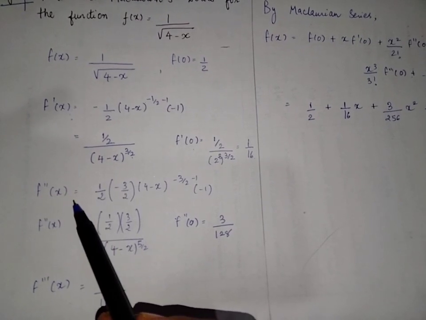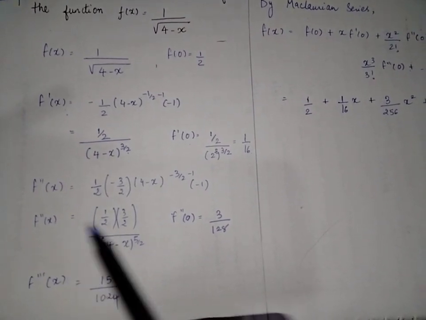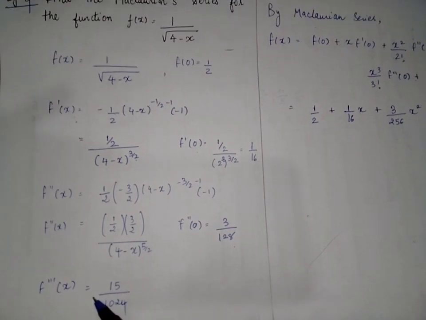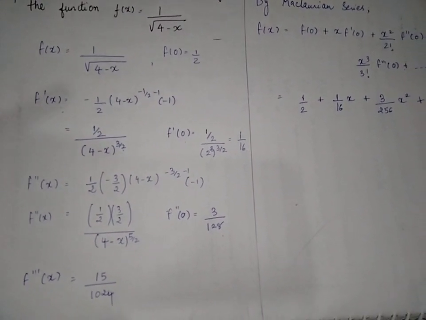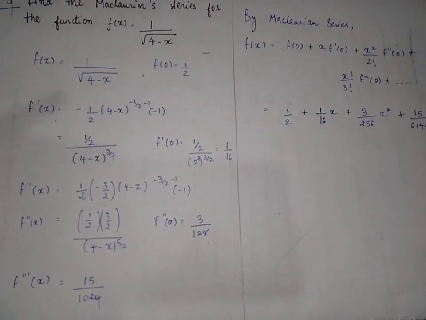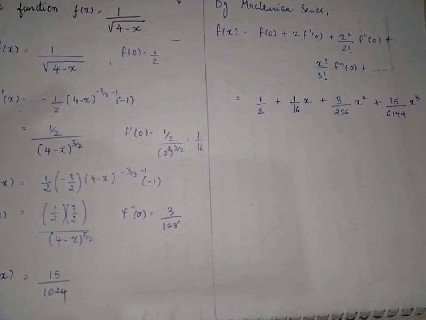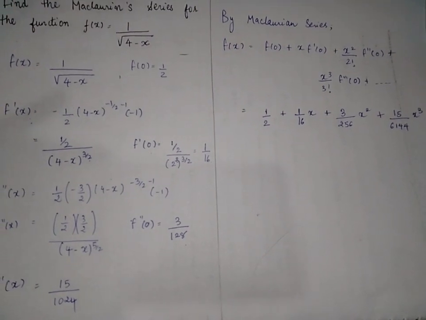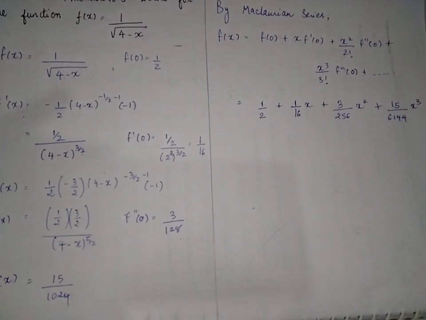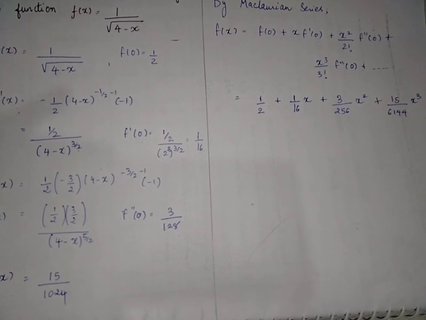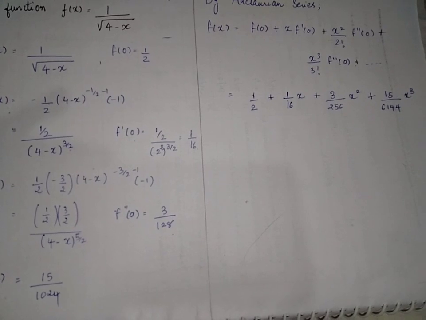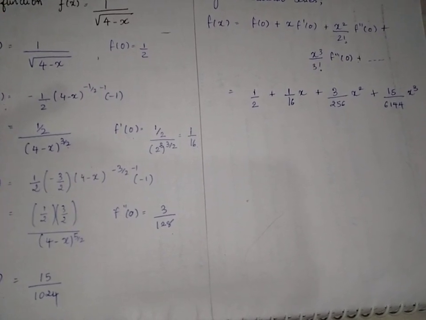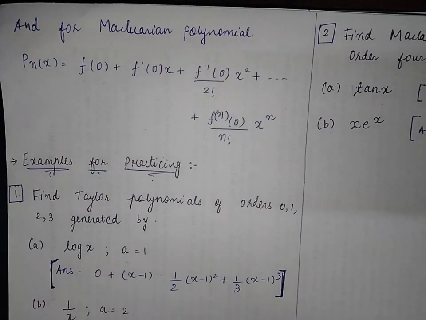Similarly, taking the second derivative, we get f double dash of x, that is 3 by 128, and f triple dash of x, that is third derivative, will be 15 by 1024. And now, by Maclaurin series, if we substitute values in the Maclaurin series, then we will get the answer 1 by 2 plus 1 by 16 x plus 3 by 256 x square plus 15 by 6144 x cube. Okay. And in the same way you have to find the Maclaurin polynomial.